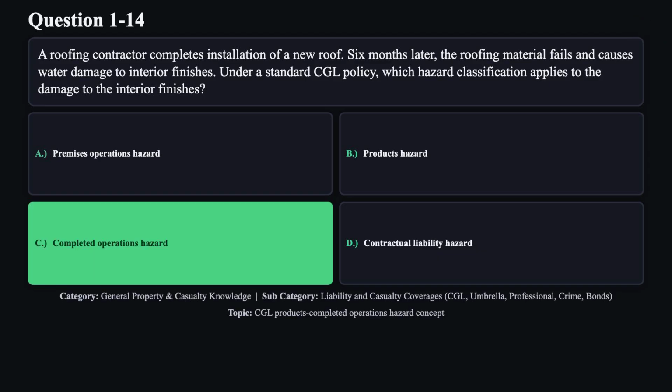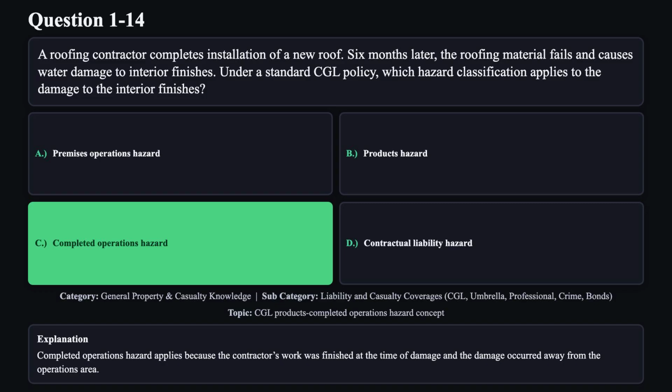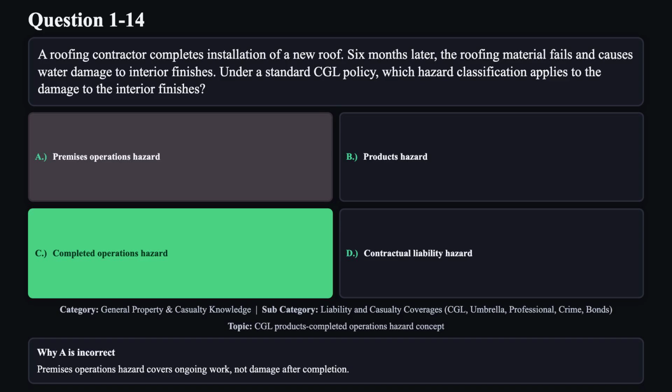The correct answer is C. Completed operations hazard applies because the contractor's work was finished at the time of damage, and the damage occurred away from the operations area. Reason A is not correct. Premises operations hazard covers ongoing work, not damage after completion.